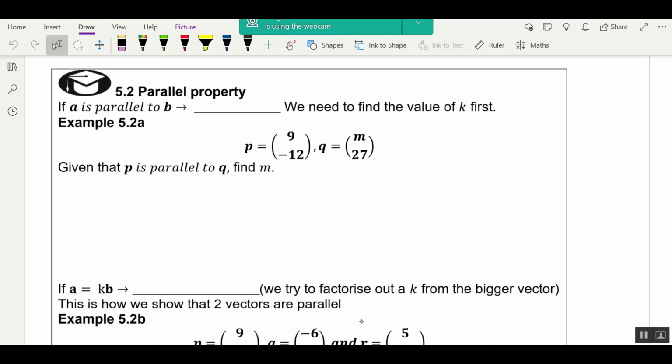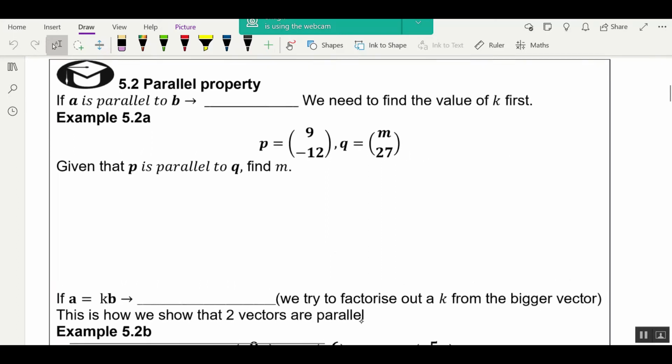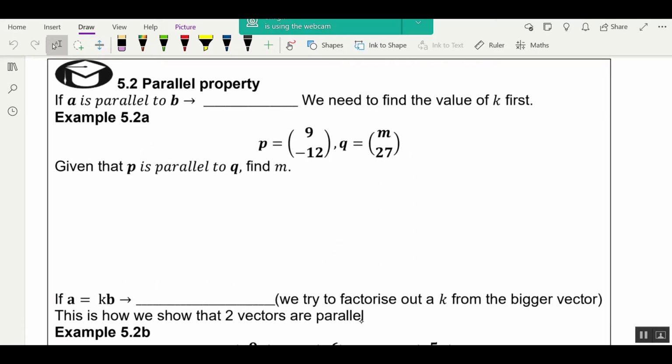Hi students, this is the second part of vectors. It's about parallel property. I think many students struggle to understand and appreciate the concept of parallel property in vectors.